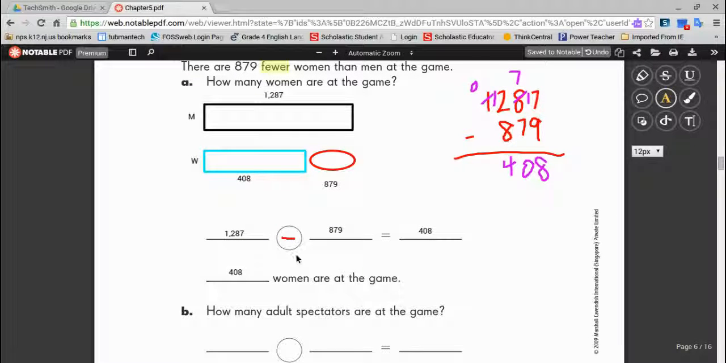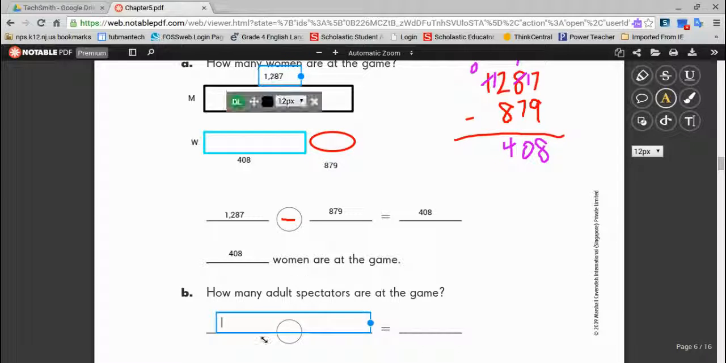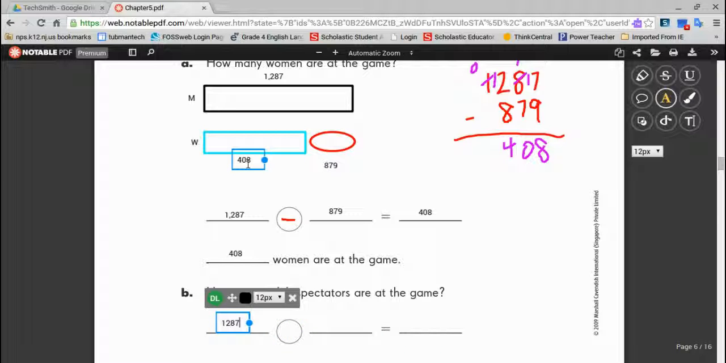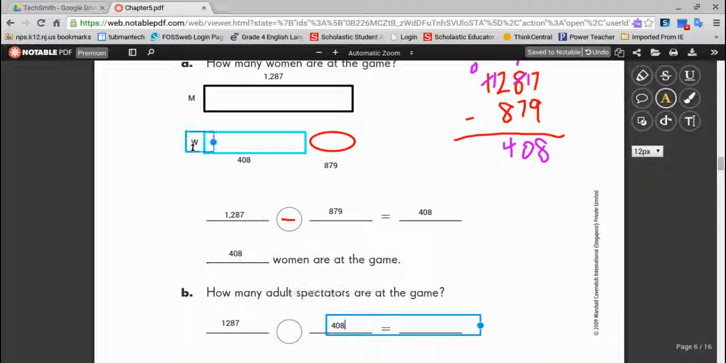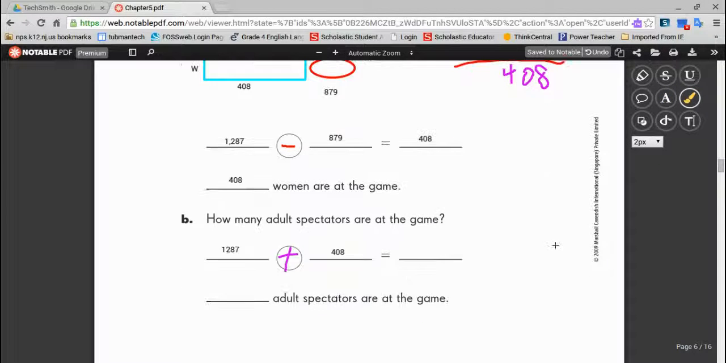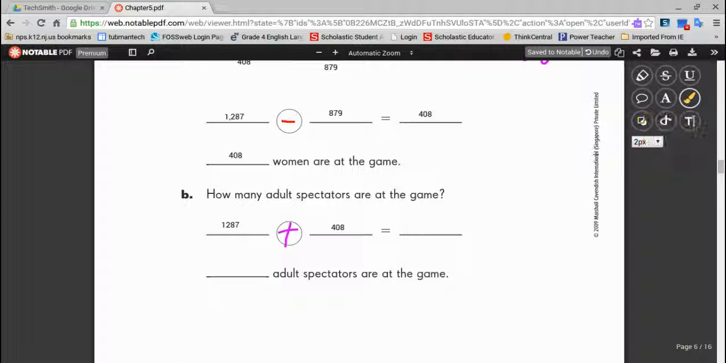Okay, how many adult spectators are at the game? Okay, so if I want to know how many adult spectators are at the game, I have to take my men, and I have to take my women, and I have to put it together. So my men, by looking at my bar model up top, I know there are 1,287 men. Look at my women, 408. By looking at the bar model for my women. And if I want to know how many spectators in all, I have to add those two numbers together. Alright, so I'm adding the two numbers together. Let's line up and down.